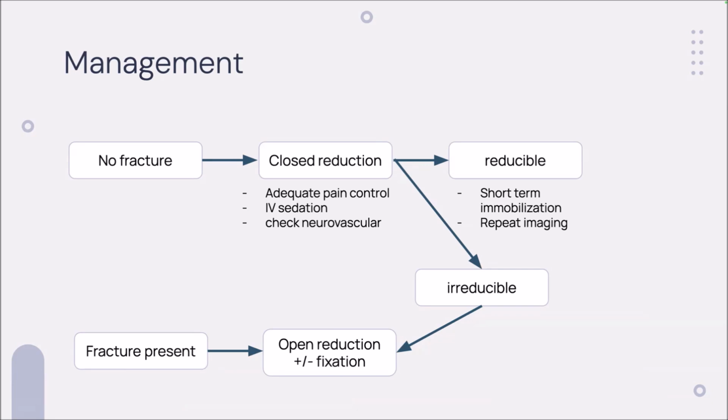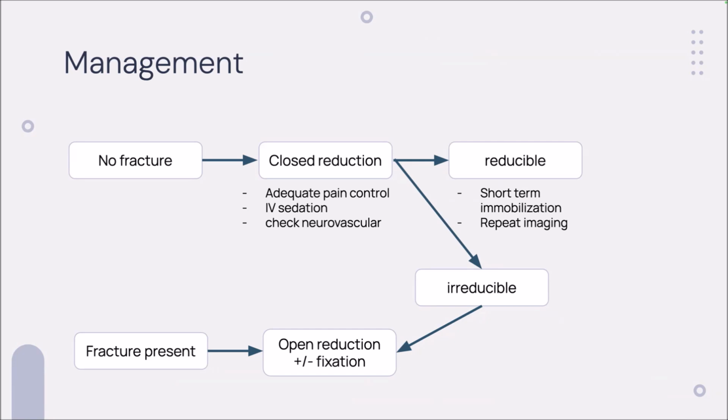So in most cases, if the patient comes in, you can reduce it, unless there is a fracture as well. Because with fracture dislocation, it may not be easy to reduce. If you want to reduce it, you need to do it in the operating room. But most dislocations, you can do at the ER.